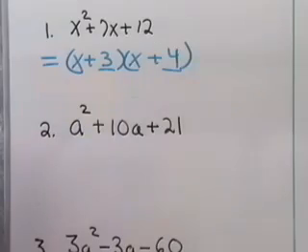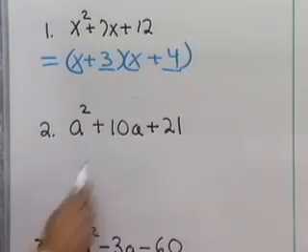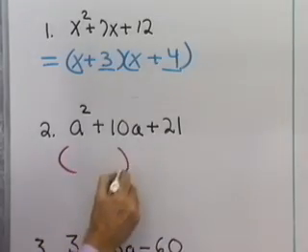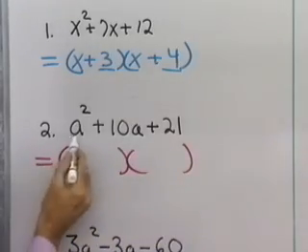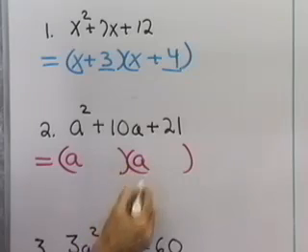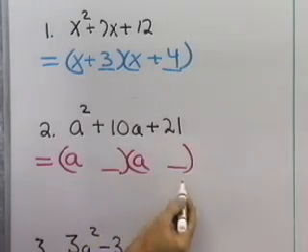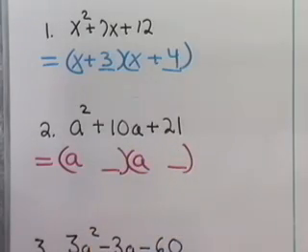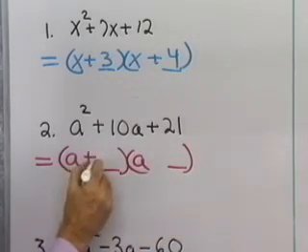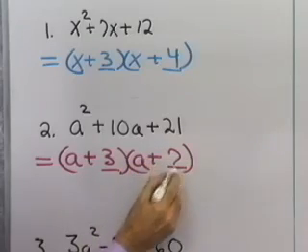Here's another problem. Want to multiply 2 binomials and end up with a squared plus 10a plus 21. Again, I have 1a squared, so that makes it a little easier. I'm going to have a times a right here. So I need 2 numbers to put here and here to multiply and get 21 and add and get 10. They must be 3 and 7.